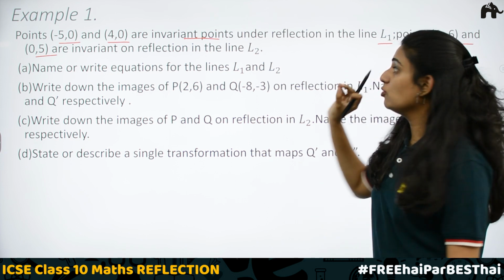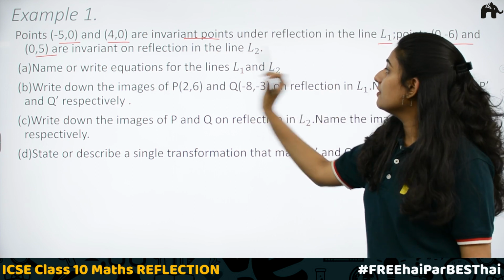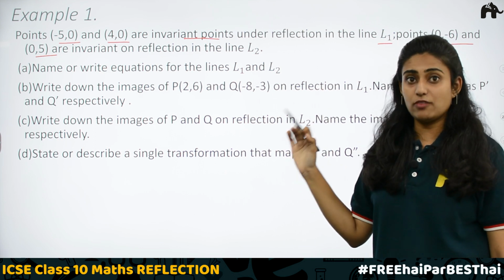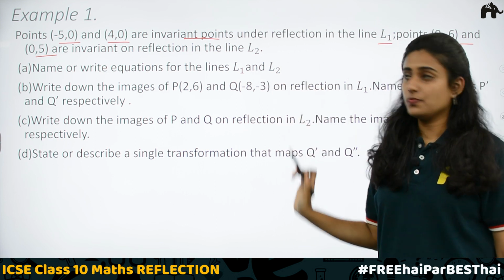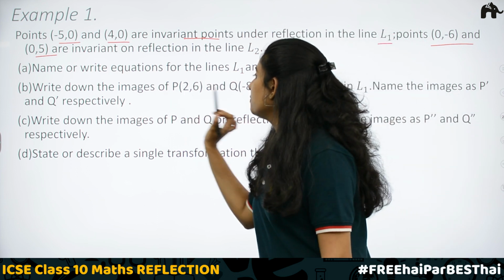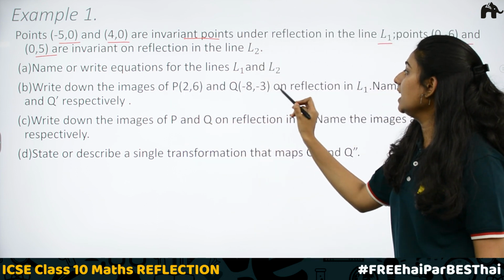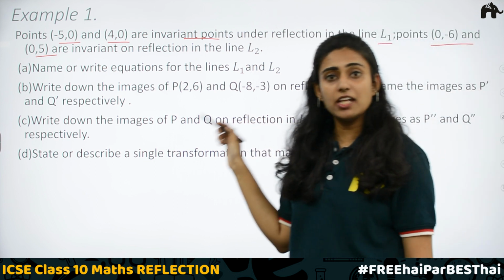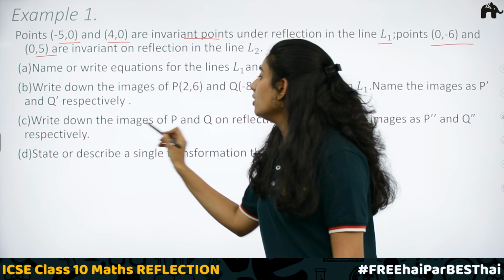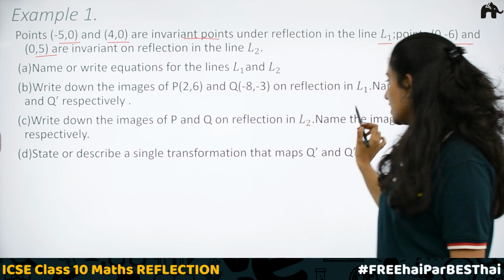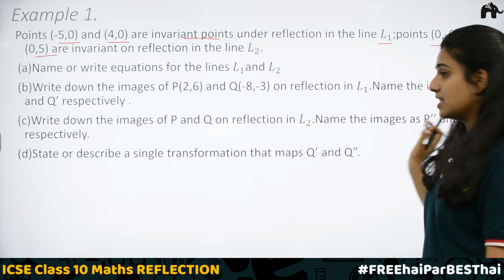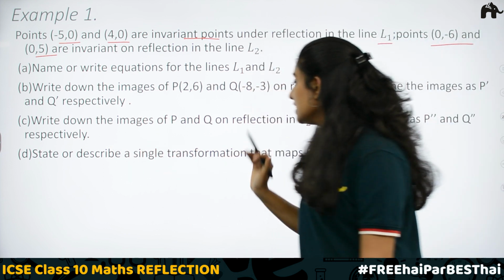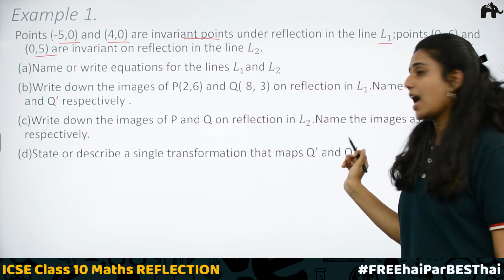Now, we have to find what L1 and L2 are. The first question is name or write equations for the lines L1 and L2. Second question, write down the images of P (2, 6) and Q (-8, -3) on reflection in L1. Name the images as P dash and Q dash respectively. Third, write down the images of P and Q on reflection in L2. Name the images as P double dash and Q double dash respectively. Fourth, state or describe a single transformation that maps Q dash and Q double dash.